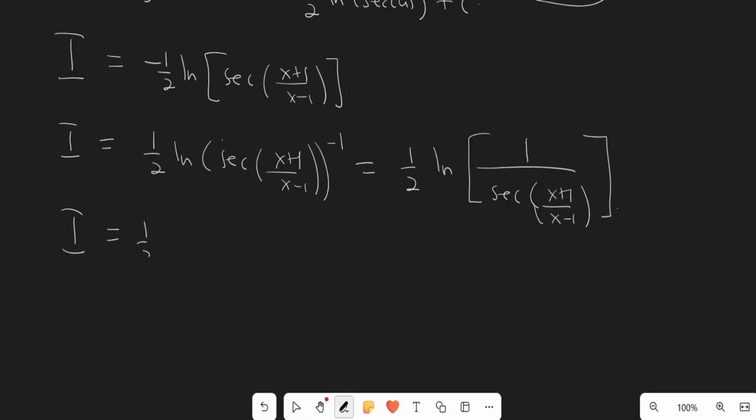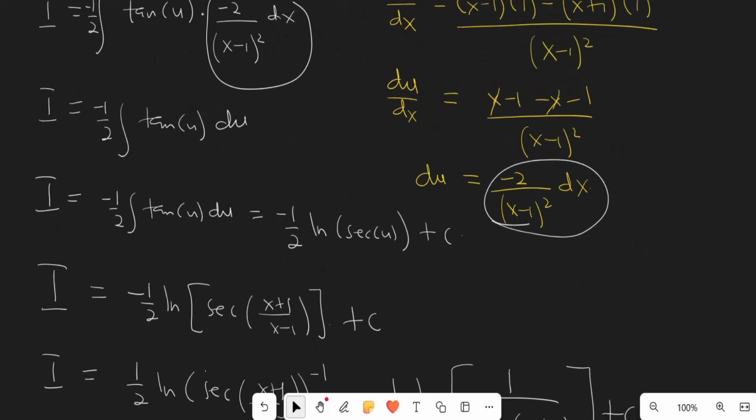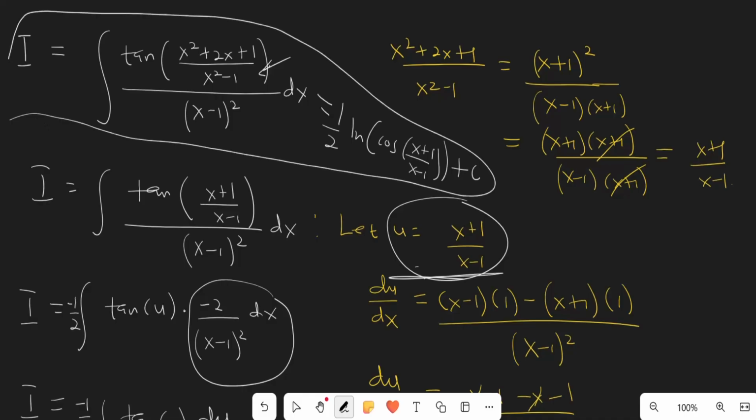So I is going to be 1/2 the ln. 1 over secant is cosine, right? Because 1 over cosine is secant, 1 over secant is cosine. So that is the ln of the cosine of (x plus 1) all over (x minus 1), plus the constant of integration. Forgot that all along. Okay, so this is the value of our integral. Therefore, if we integrate this guy here, this one is going to evaluate to 1/2 the ln of the cosine of (x plus 1) all over (x minus 1) plus the constant of integration. So this is how you evaluate this integral.